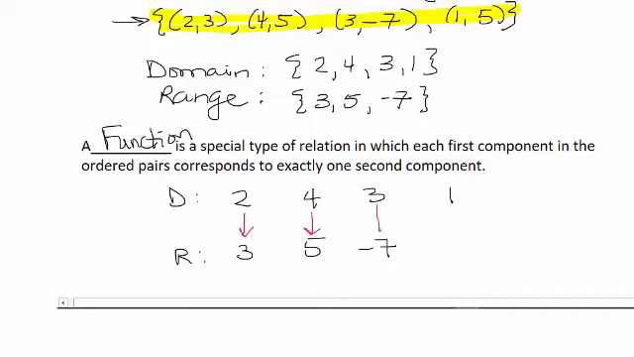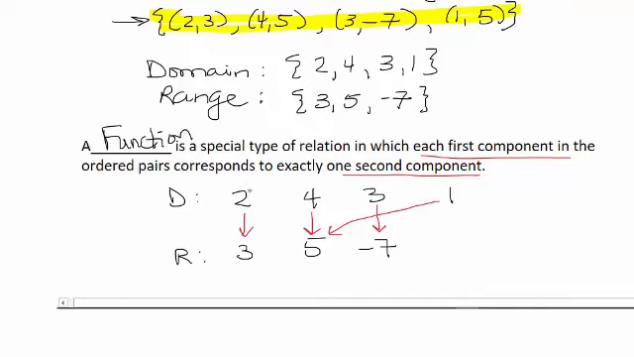The input 3 results in the output -7, and the input 1 also results in the output 5. Is it the case that each first component corresponds to exactly one second component? Or another way of saying that, which I think is really important to understand, is this relation a good predictor? If I tell you the input, do you know the output without any uncertainty?